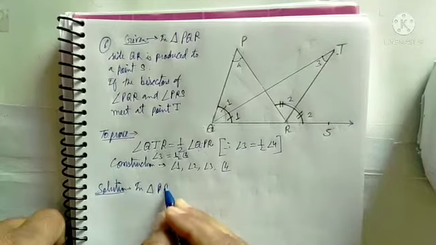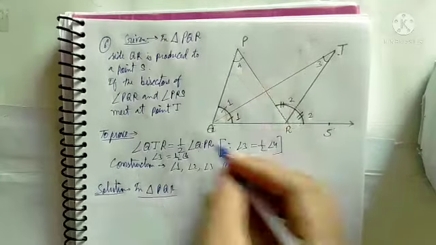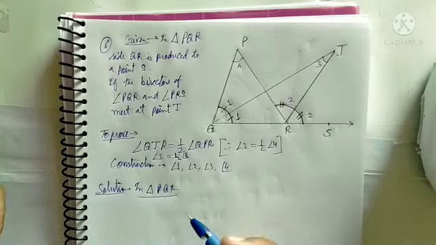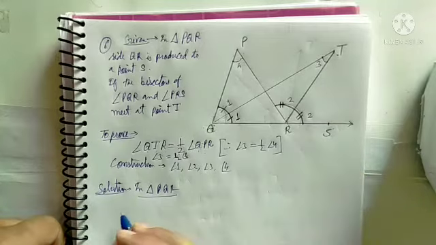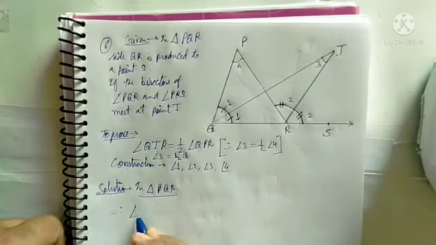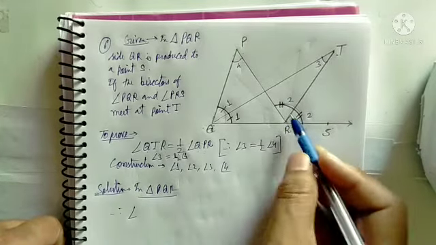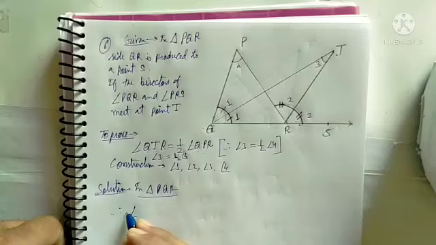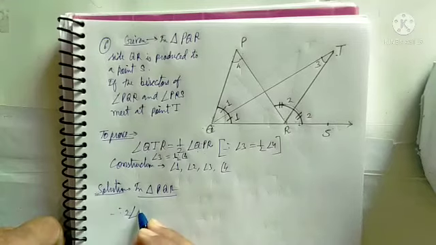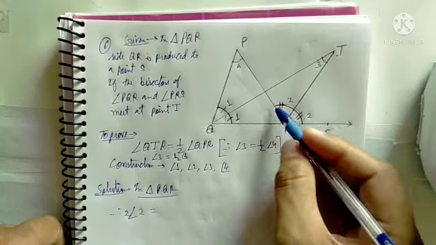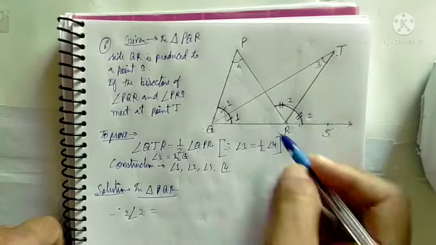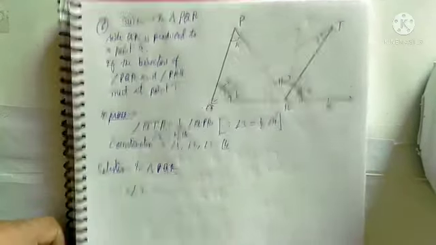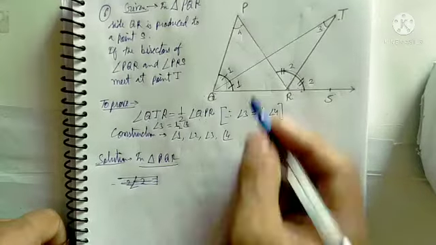In triangle PQR, which triangle are we taking? PQR. In PQR, you know that this whole angle is exterior, angle 2 plus 2. So we can say twice of angle 2 is equal to this whole angle PQR. Write down first in simple language, I am not taking directly.